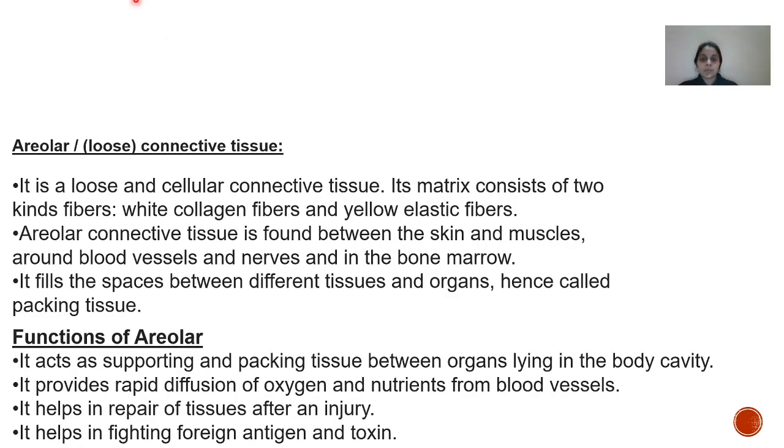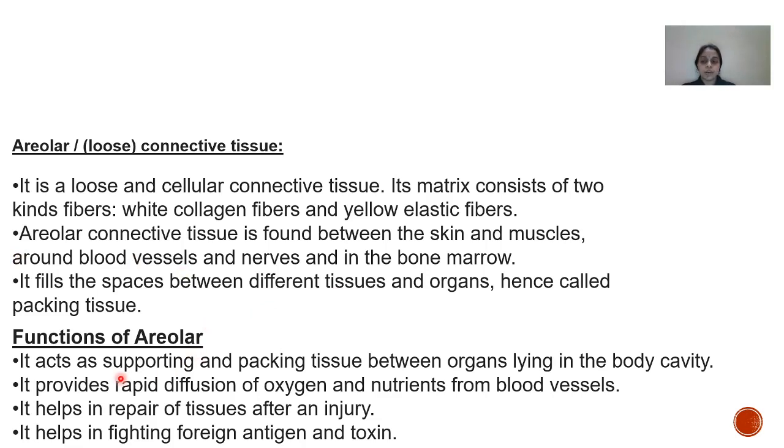Coming to areolar, so we'll go to the theoretical part. It is also called loose connective tissue. It's a loose cellular connective tissue. The matrix of these contains fibers, that is white collagen fibers, and they do have yellow elastic fibers. Areolar connective tissue is found between the skin and muscle, around the blood vessels and nerves, and also in bone marrow. It fills the space between different tissues and organs, hence they are called packing tissues.